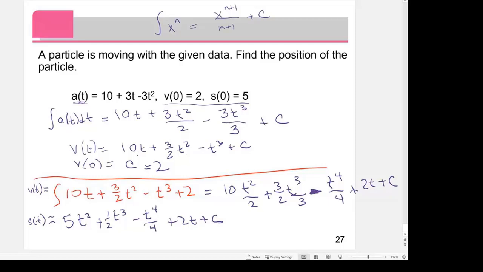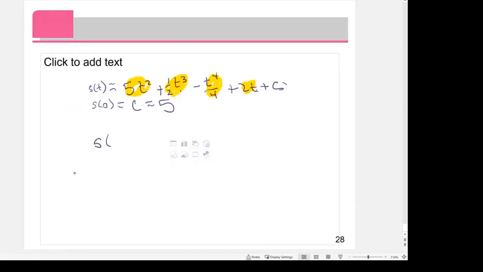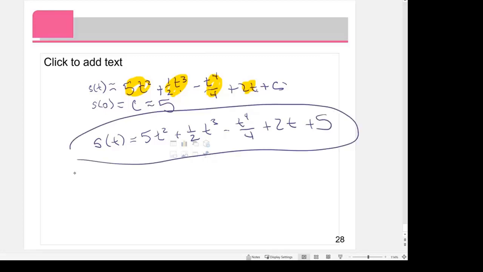And it also tells me what s of zero is. Since s of zero equals 5, I get s of zero equals, well, that's zero, that's zero, that's zero, that's zero. It just equals c, because all of these are times zero. So I get c, and my c equals 5. Now my final answer is s of t equals 5t squared plus 1/2 t to the third power minus t to the fourth over 4 plus 2t plus 5. And that would be my distance formula.